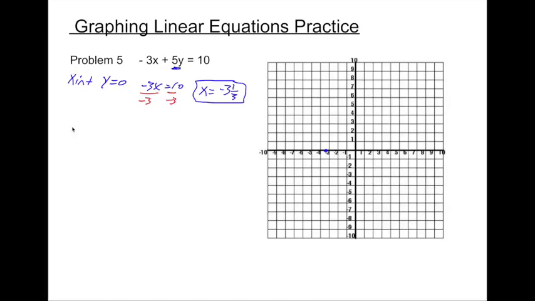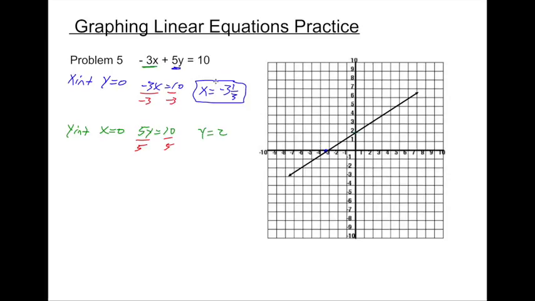Now let's solve for the y-intercept. The y-intercept is where we set x equal to 0. So that means this term is going to go away, and we would be left with 5y equals 10. And we divide both sides by 5. And we would have y equals 2. And we can go up to y equals 2 and put our point. And now we have everything we need in order to draw our line. And we would have something that looks like this.